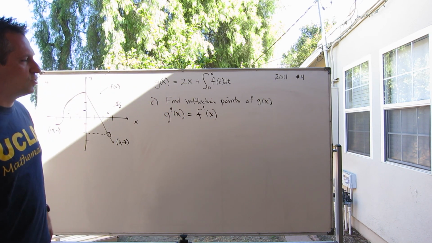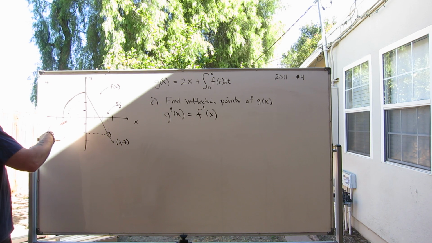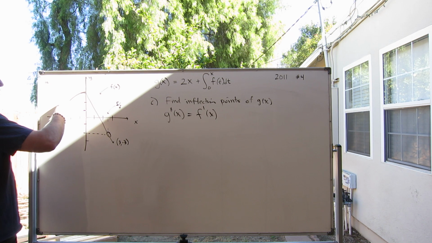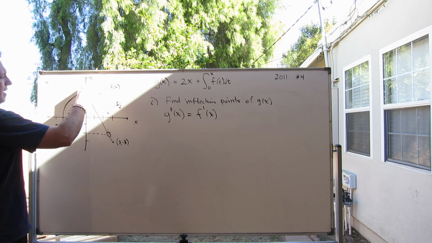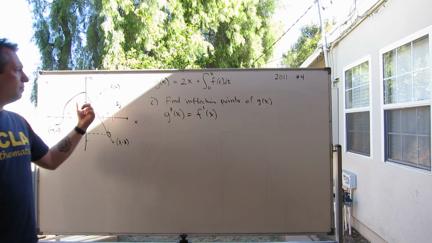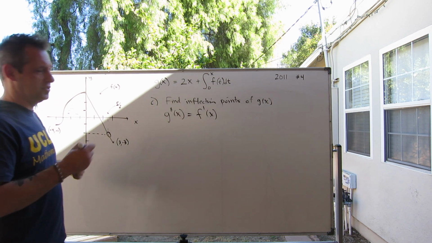f prime of x, remember, is the slope of the tangent line to f. So here we are looking at f. It looks like we have a tangent line that's originally flat. It's increasing and positive, so the slope of the tangent line is more positive, more positive, more positive. It goes to infinity, but still positive. We get to here where it's flat, and then suddenly it changes to a negative slope. And then it's negative from then on. So the only place where f prime changes sign is at x equals 0.